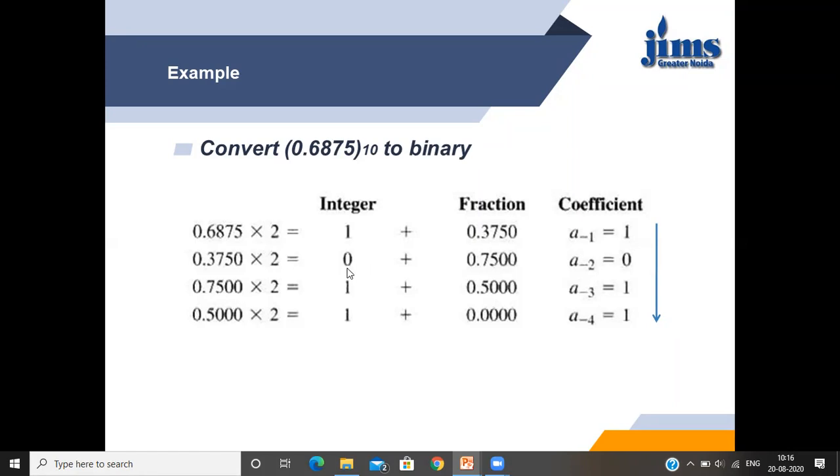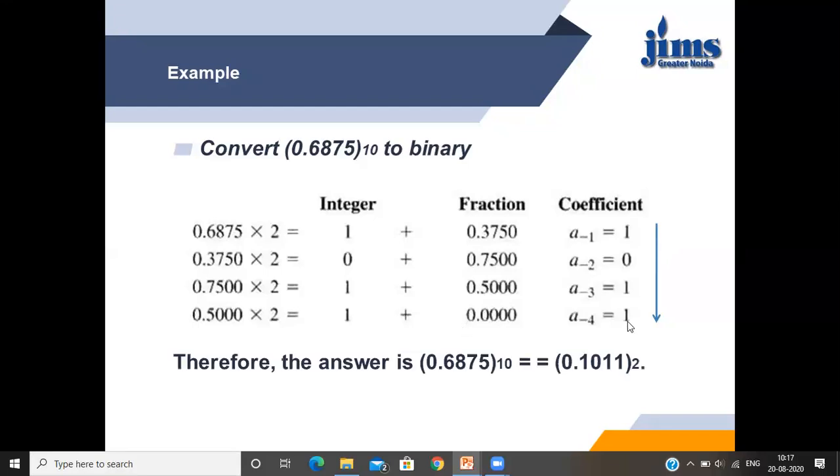0.7500. Now the next integer is 0. Here we have put a minus 2 as 0. Now the fraction part is 0.7500, which is multiplied by 2, and we get 1.500. So the next coefficient is 1, and the fraction is 0.5. Again this 0.5 is multiplied by 2, and we get 1.00. Now the fraction is 0. Now we need not multiply further. Now the next coefficient is 1.